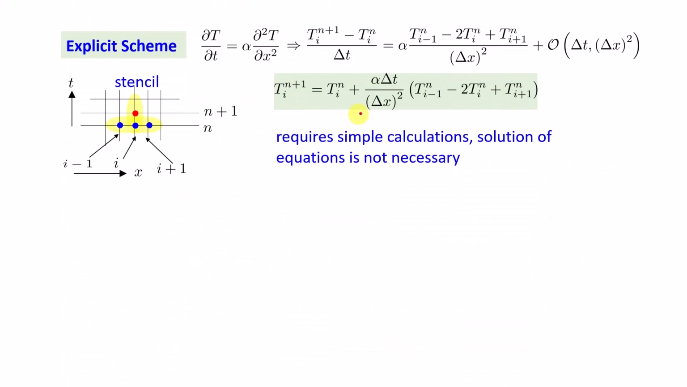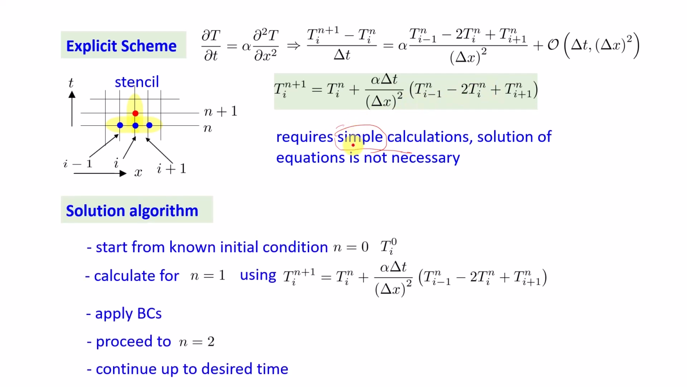Once again, this is my explicit scheme and this is the stencil. The greatest idea of the explicit scheme, and it's a very popular scheme. The reason for its popularity is its simplicity, that it doesn't require much of an effort. It's only simple calculation here. So how are we going to solve it?